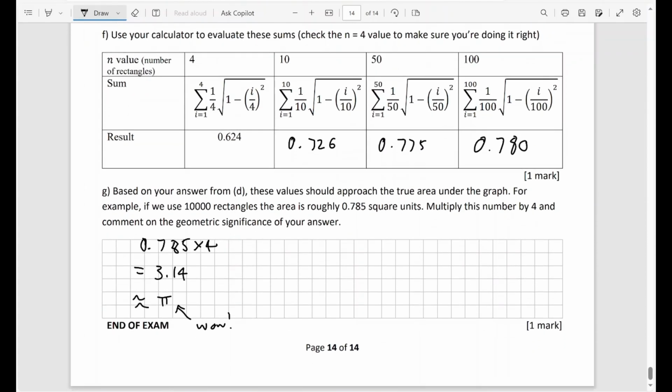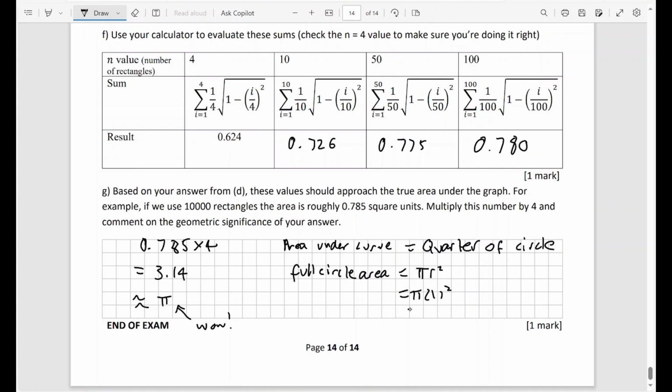So basically what's going on is the area under the curve equals a quarter of the circle. All right, full circle area is pi r squared, but this is pi times 1 squared, which is pi. Therefore, area under the curve times by 4 equals pi, since the area under the curve is the quarter circle. Yeah, it's basically what we're saying.